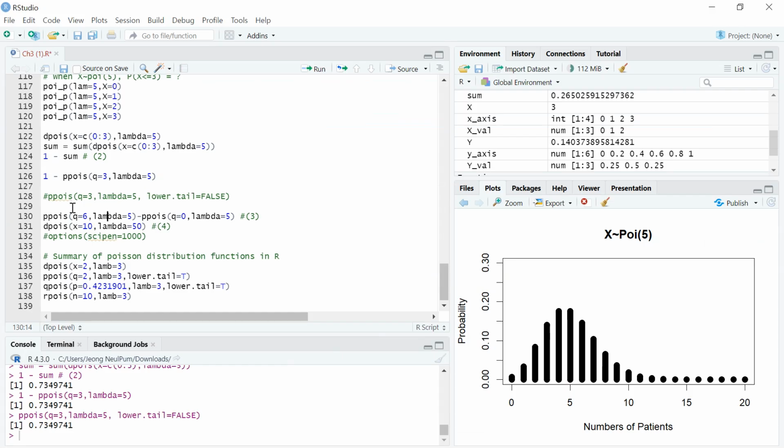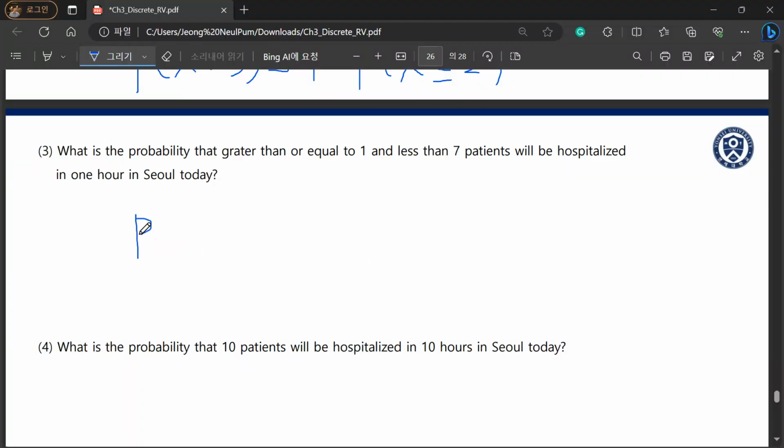And number 3 is about the probability when x is greater than or equal to 1 and less than 7.